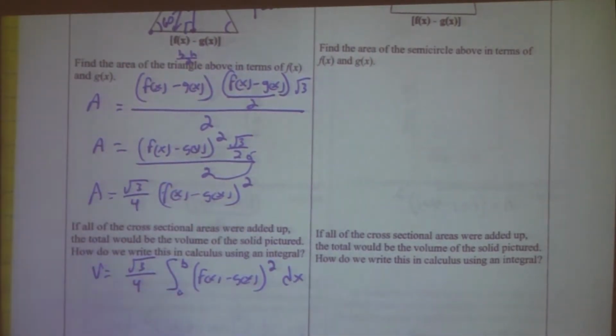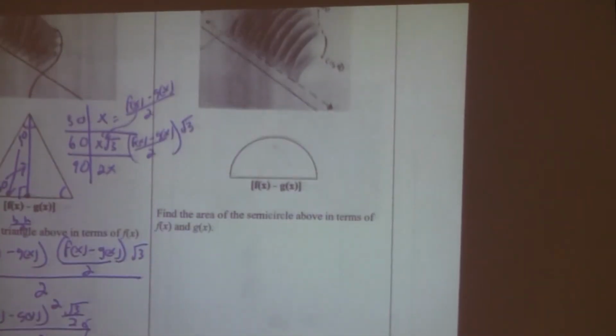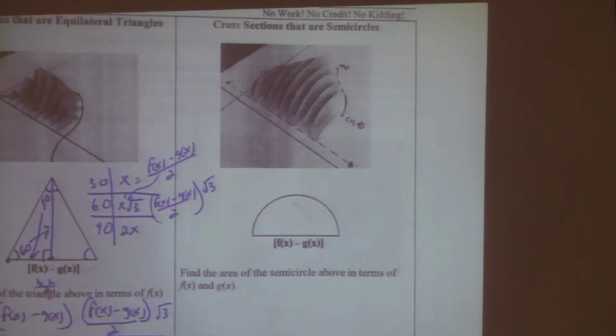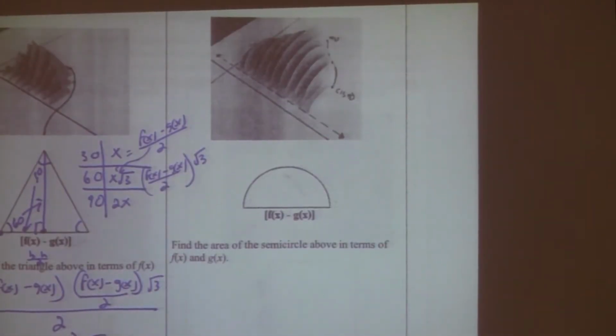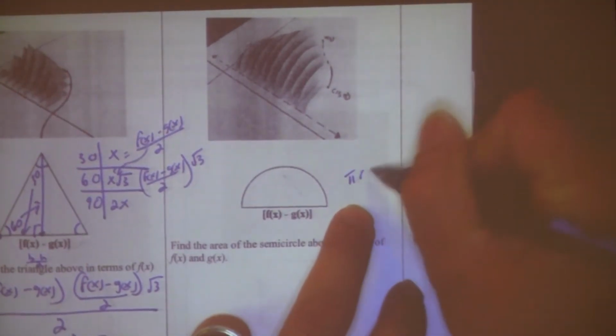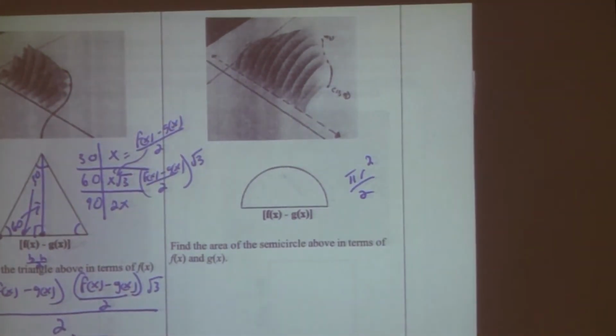Okay, these formulas are on your little purple sheet that I gave you to review. In the very back where it says volumes by cross sections. You need to look at them, okay? Alright, and the last one is going to be this one with semicircles, okay? So, how do I find the area of a semicircle? Pi r squared divided by 2, right?